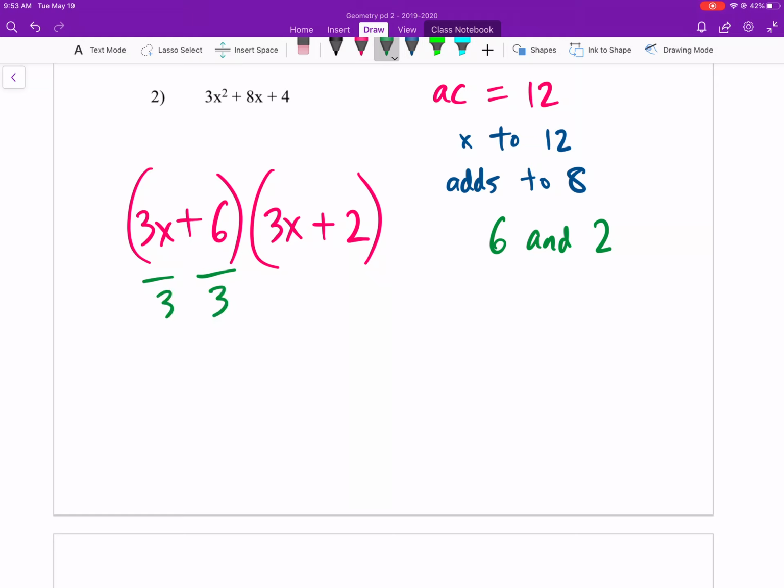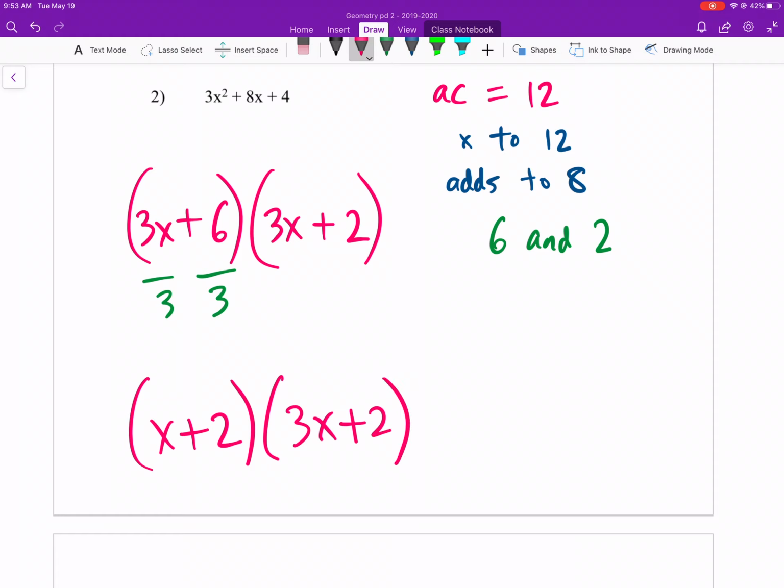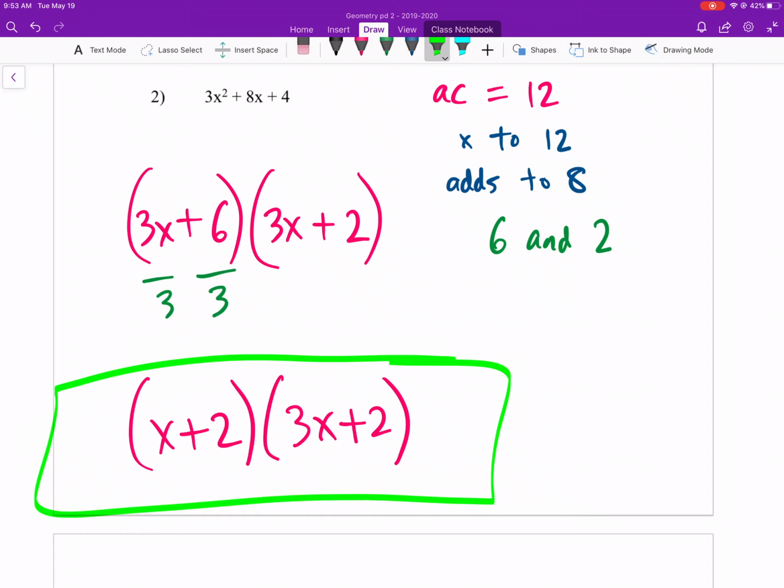In this case, this is not your regular GCF factoring. You don't throw the 3 out front of the parentheses. You just write your simplified form here. This would give us 3x divided by 3 is x. 6 divided by 3 is 2, so we have x plus 2, and still that second factor of 3x plus 2. And now you're done. There's no GCF that's left. We're good to go.